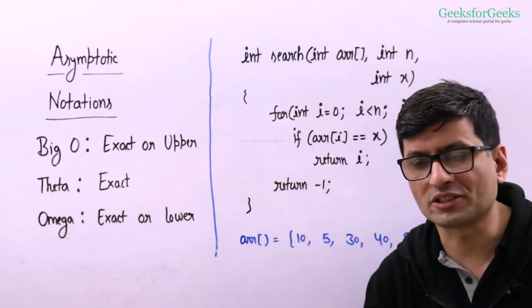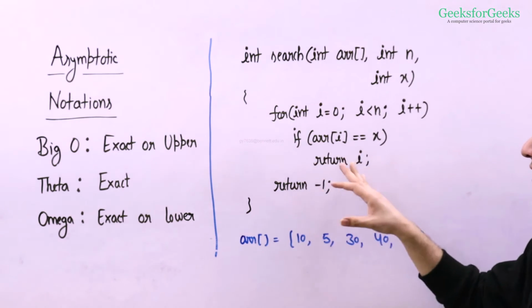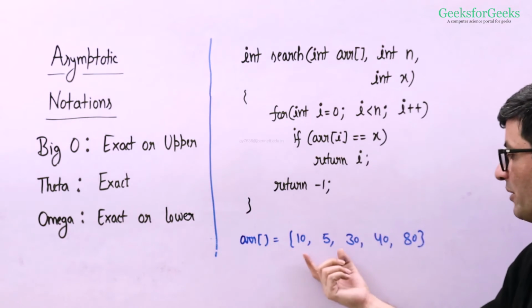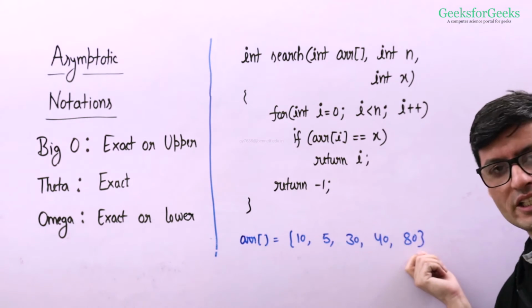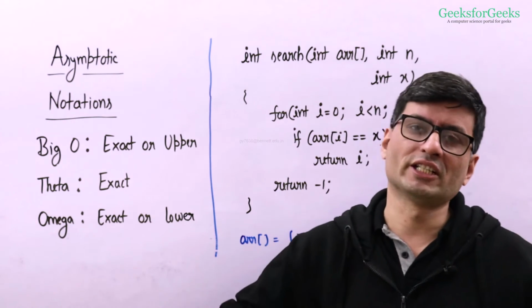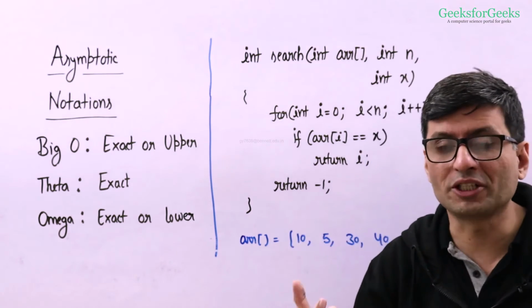If I use theta notation, then I'll say this algorithm takes theta n in the worst case, right? That's what I can say about this algorithm, because in the worst case, when an element is not present, it has to traverse till the end, and then it has to realize that the element is not present. So in the worst case, it's theta n. I'll have to use the words worst case when I'm using theta notation.